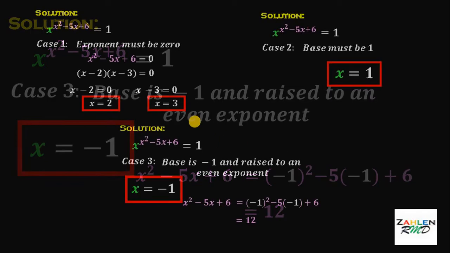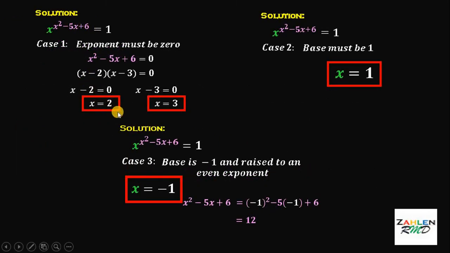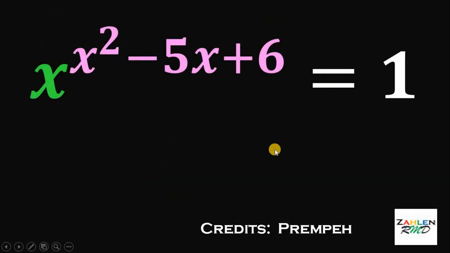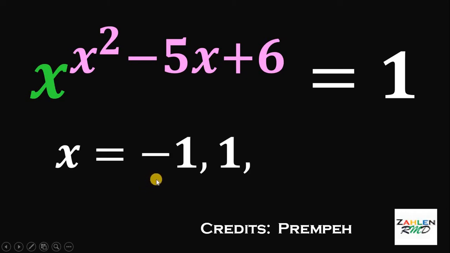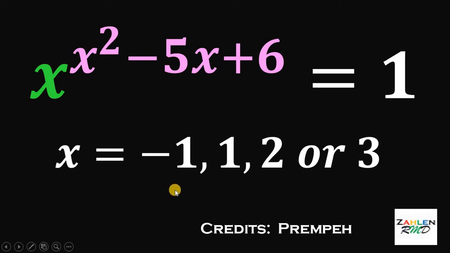Now let's summarize. In case 1, we get x equals 2 and x equals 3. On the second case, we get x equals 1. And on the third case, we get x equals negative 1. Therefore, our answer to this question is x equals negative 1, 1, 2, or 3. And that's our answer. And we're done.